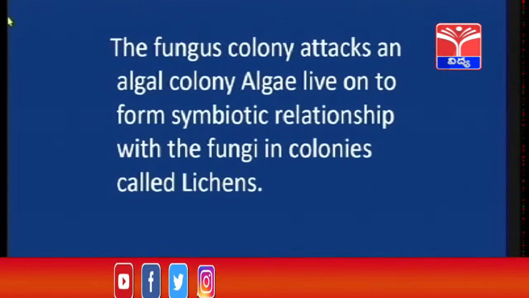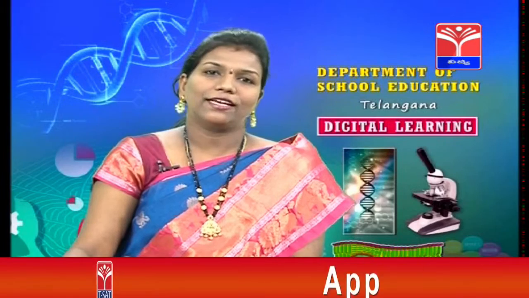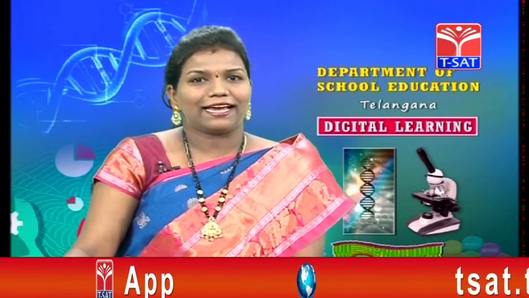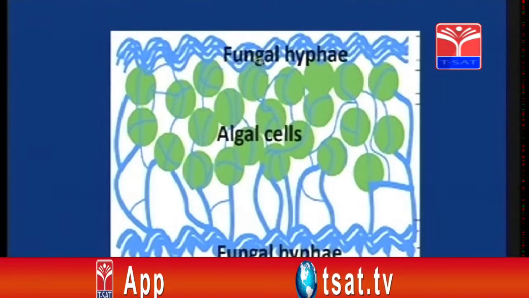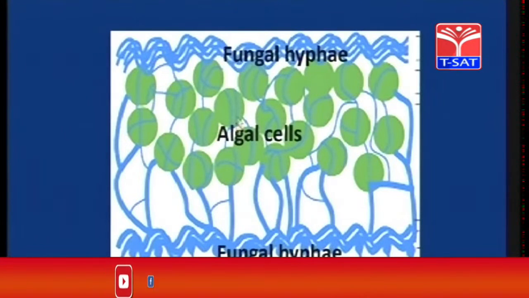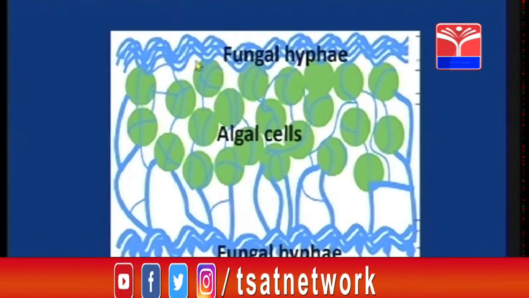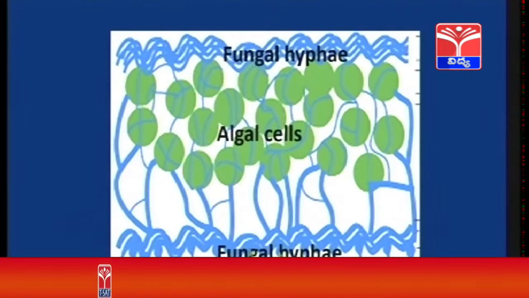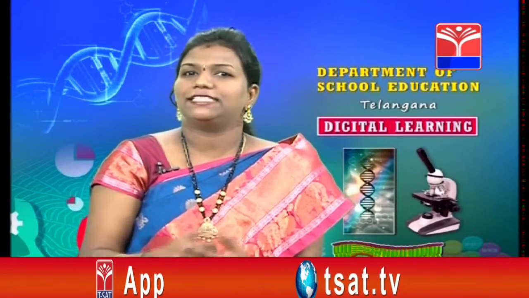Children, in the last session we have seen the symbiosis between clownfish and the sea anemone, right? Let's see the symbiotic relationship between the algae and fungus. So children, you can see this is the fungal hyphae. These are the algal cells and this is the fungal hyphae. Now the algal cells are attacked by the fungal hyphae. They will protrude into the algae and form the fungal hyphae. Now children, instead of fighting, what do they do? They will have a deal with each other.